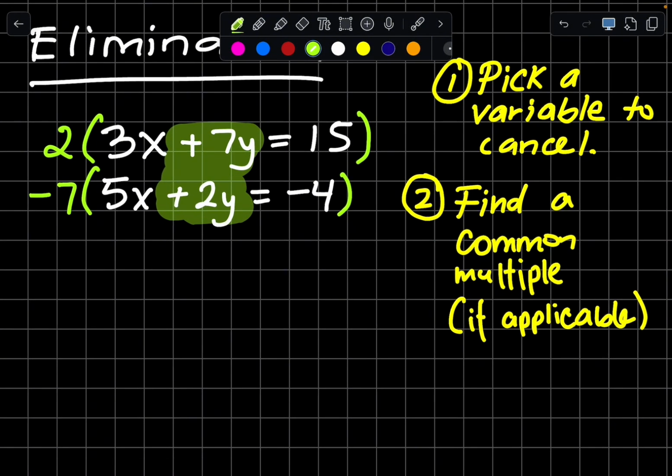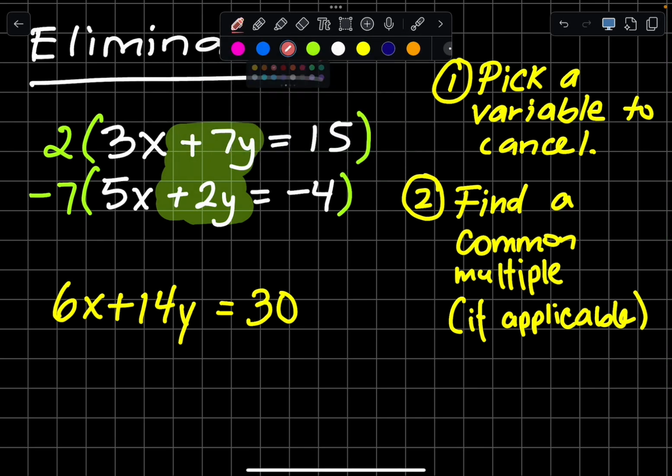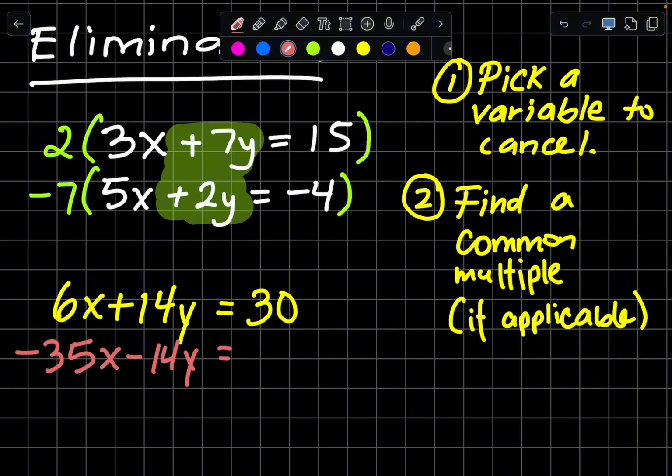Okay. I'm going to go ahead and multiply this out. I'm going to get the following. So basically the top, everything gets multiplied by 2. So 2 times 3 is 6, that's 6x. 2 and 7 makes 14y. And 15 and 2 makes 30. That's the top. The bottom, I get the following. Negative 7 and 5 makes negative 35. Negative 7 and 2 makes negative 14. Negative 7 and negative 8 make positive 28.